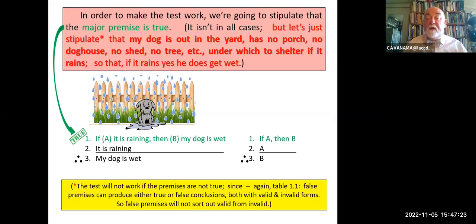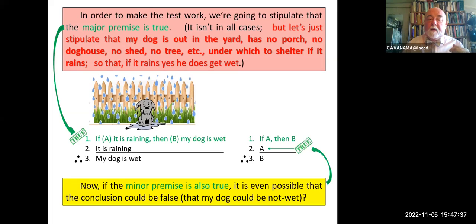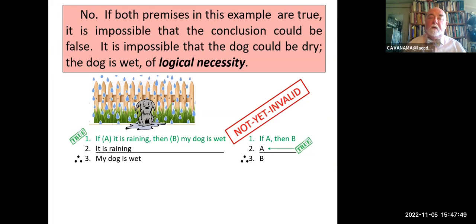Now, the test is not going to work if the premises are not true, since again, think about table 1.1. False premises can produce either true or false conclusions, in both valid and invalid forms. So false premises are not going to sort out valid from invalid like true premises are going to. So if the major premise is true and the minor premise is true, is it even possible that the conclusion could be false? Is it possible, given those two things, that my dog could be not wet? Well, no.